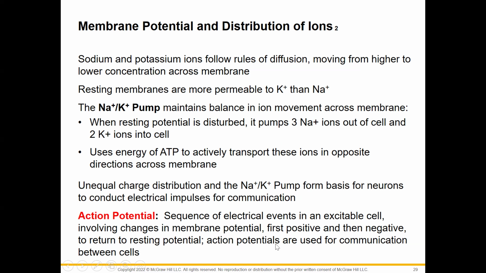Action potentials are used for communication between cells. So the action potential is the sequence of events in a particular cell that will allow the cell to send a signal from itself to the next cell. And what happens is you're going to have a change in the membrane potential from first being positive, then to being negative. Then it'll return to resting so that it can receive the next signal.